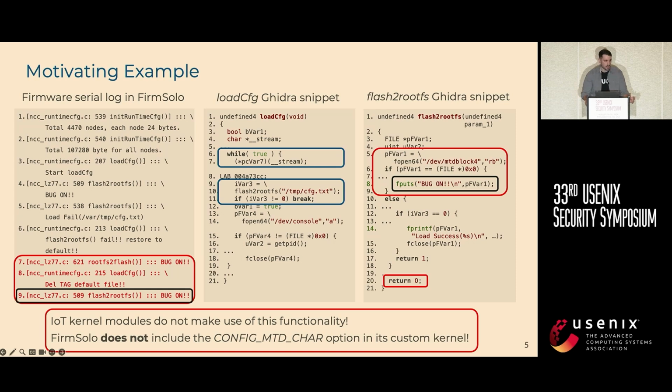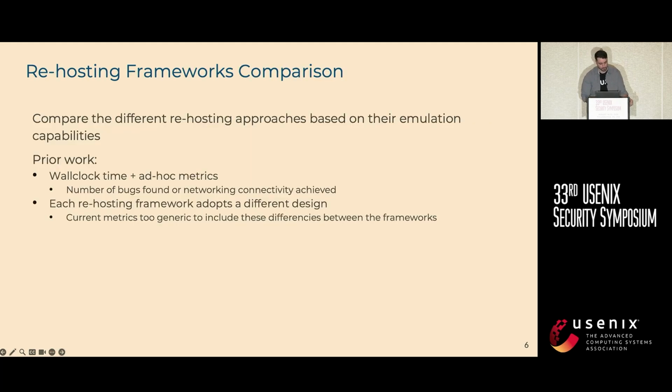So why does that happen? Well, because the IoT kernel modules within that target firmware do not make use of any of the MTD block character device functionality. And since FirmSolo configures its custom kernels based on what the IoT kernel modules need, it will not include the MTD char option within its custom kernel, and that's why user space breaks in this case.